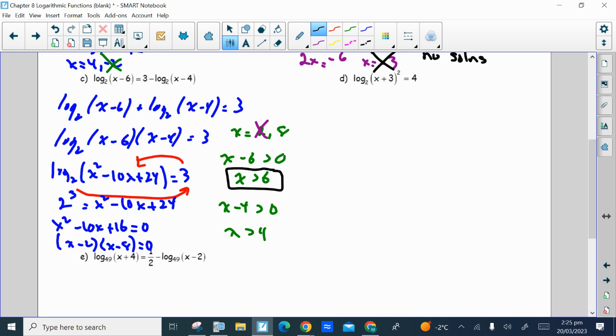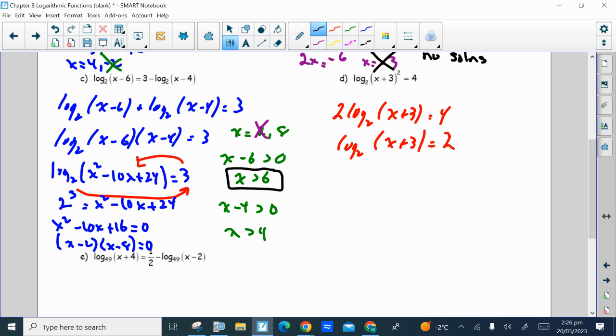Okay. Question D. I would probably use the power law here to bring this exponent of 2 in front, because that now allows me to divide both sides by 2. So on the right side, when you divide the 4 by the 2 in front, that gives you 2 on the right.